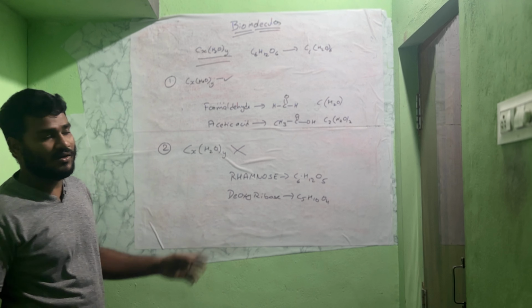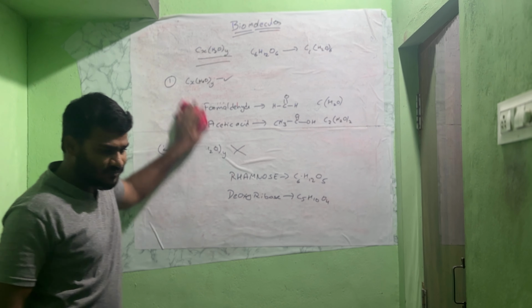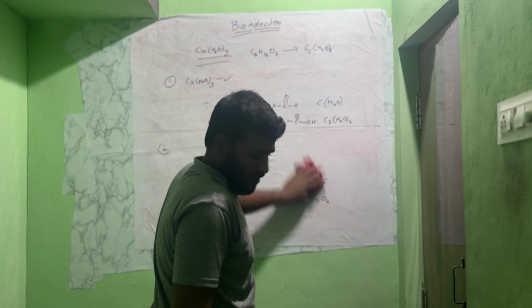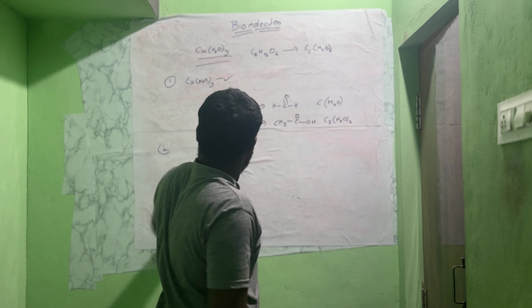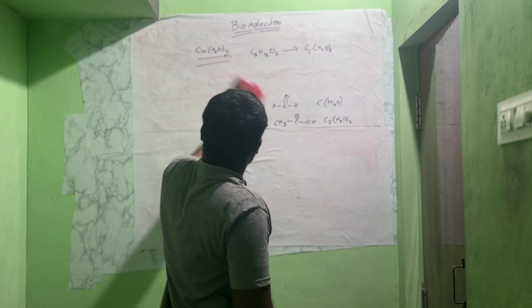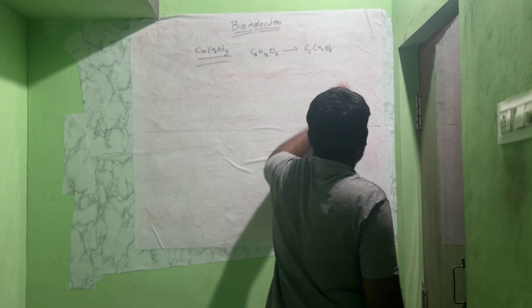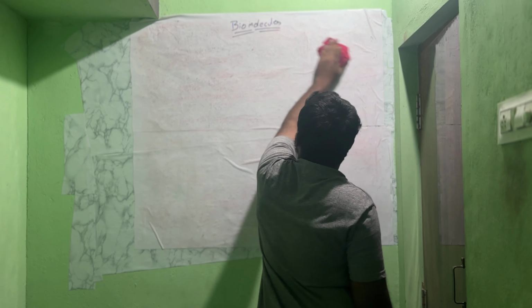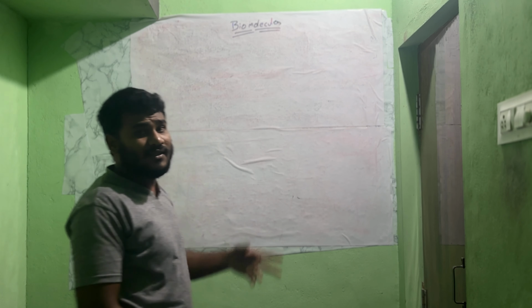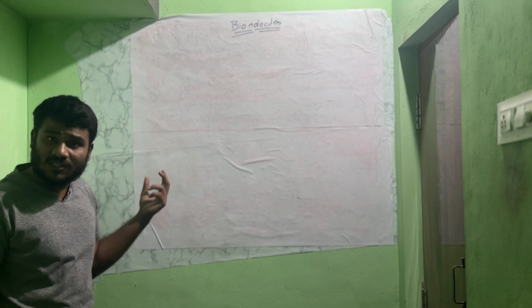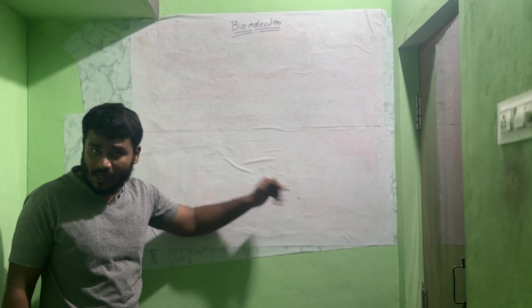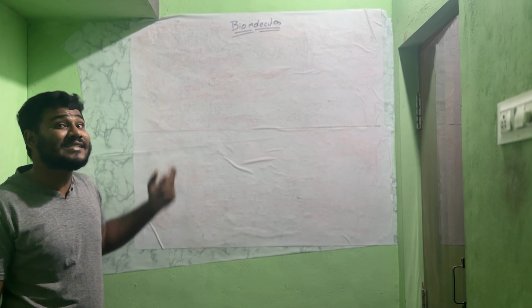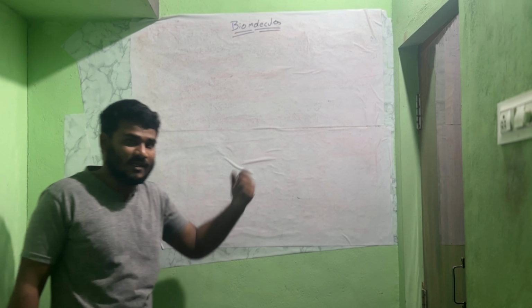C5H10O4. This is deoxyribose. Now we will see why a new definition of carbohydrate is required. They gave a general formula. Some are satisfying this general formula but can't behave as a carbohydrate. Some are not satisfying the general formula but they behave as carbohydrates.